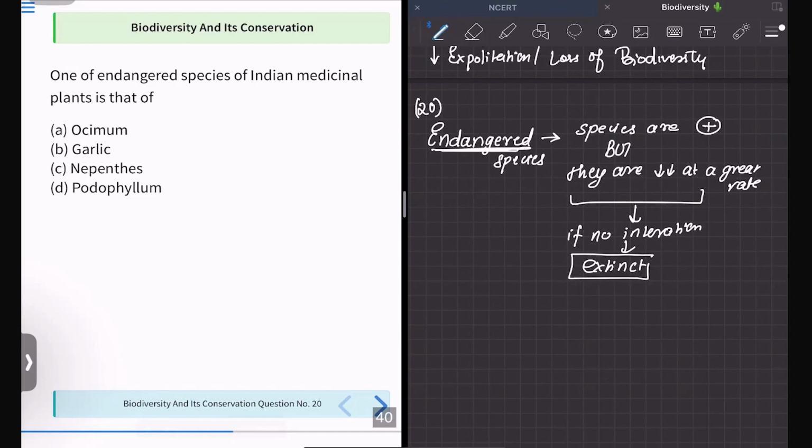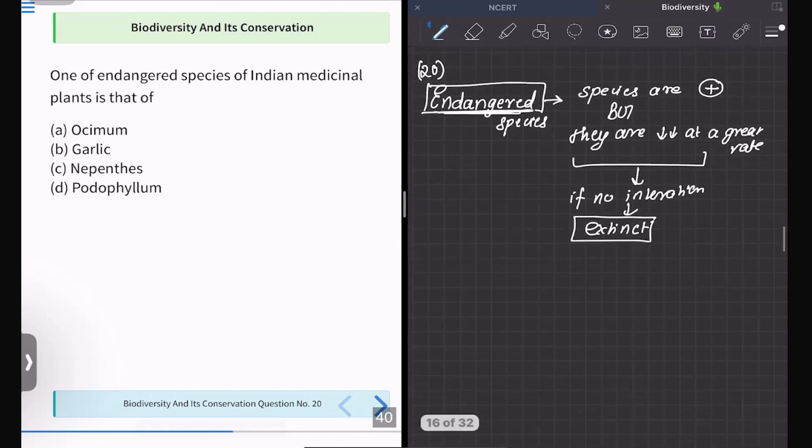Now these are two terms: extinct and endangered. Endangered, as the name says, means they are in danger. When are we saying that something is in danger? When they are going to become extinct, something that is going to happen. It has not yet happened, but it is bound to happen.